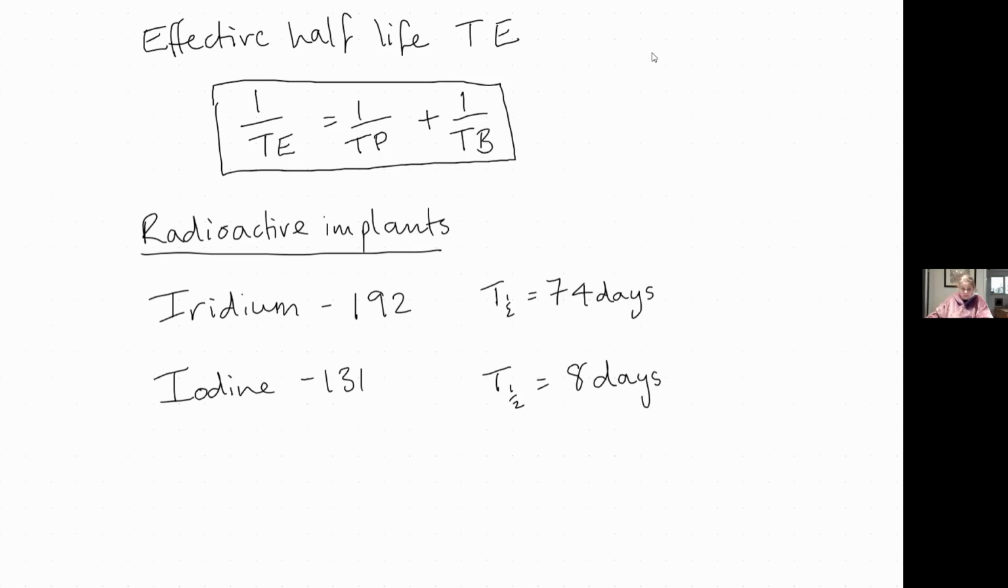Okay, and the other isotope that you need to know about, it's not an implant. Well, I think they do inject it. It's fluorine. This is fluorine 18. Okay, this is used in the PET scanner. And this is a beta plus emitter, whereas both of these are beta minus.